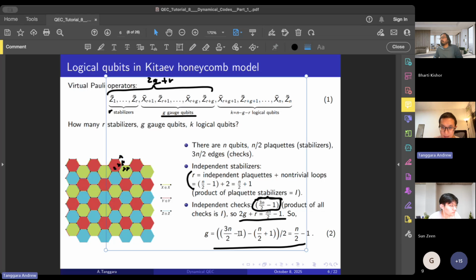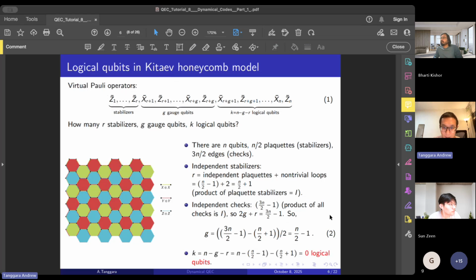So this first bit, what's that? I move R to the other side, and then I divide both sides by 2. So that's what we get. And what does that mean? How do I compute K? I just subtract G and R from n, and that's what I get. I just plug in this G and this R into this formula. And unfortunately here we have 0 logical qubits, which kind of sucks.